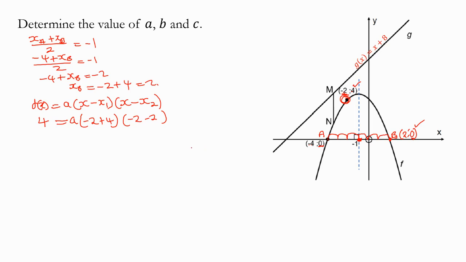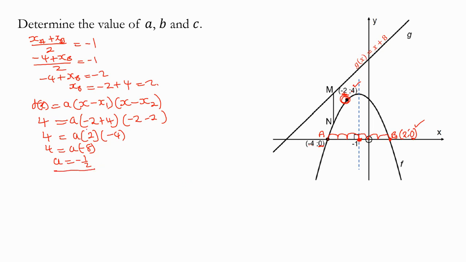Okay, right, so we have that now. Let's simplify this. So it's going to be 4 is equal to a times, -2 plus 4 is 2, and -2 minus 2 is -4. And then we get 4 is equal to a times -8. Then we divide by -8 on both sides. A is equal to -1/2. Okay, so now we have our a.